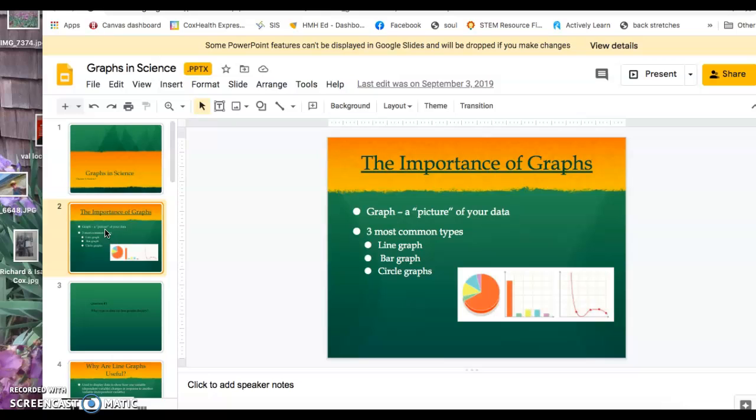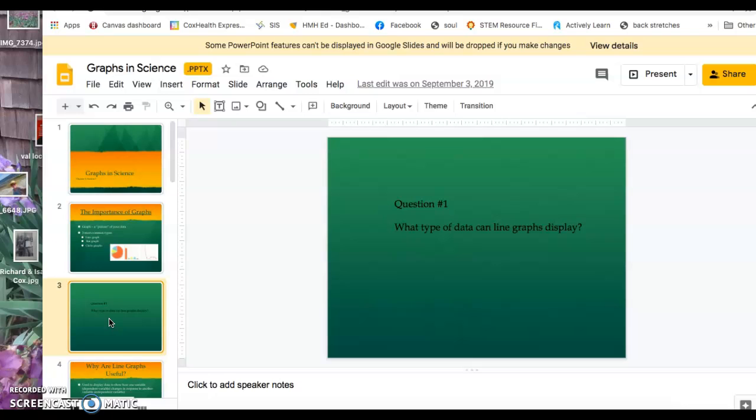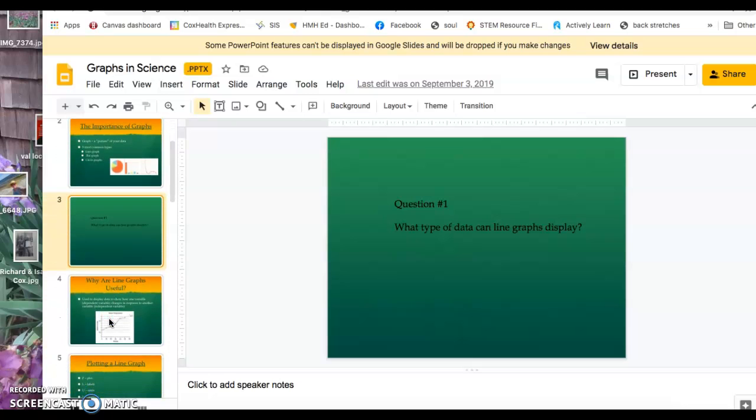The three most common types of graphs are line graph, and that's the one that we do the most, and I'm going to assume you've probably done the least. I'm sure in your elementary years you've done plenty of bar graphs and circle graphs. What kind of data can line graphs display? Since we're in science, we focus mostly on the line graphs.